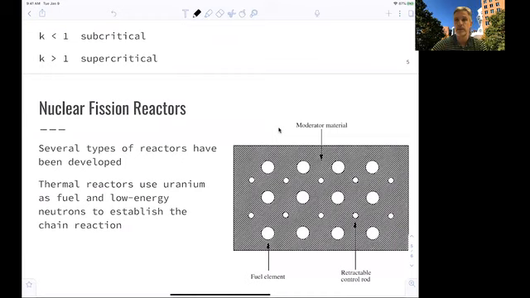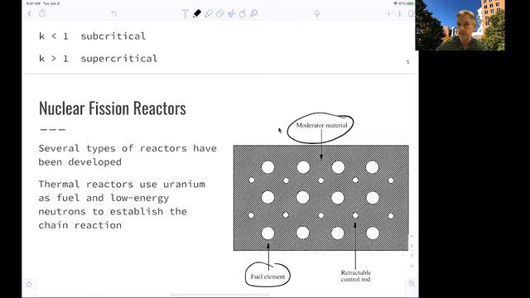There are several types of reactors available. The example I want to discuss here very briefly is that of a thermal reactor, which uses uranium as fuel and low energy neutrons to establish the chain reaction, as we just discussed. This sketch has 3 different elements. The first one is a fuel element. The fuel element can be naturally occurring uranium. And then we have a moderator material, and the purpose of the moderator material is to slow the neutrons down.